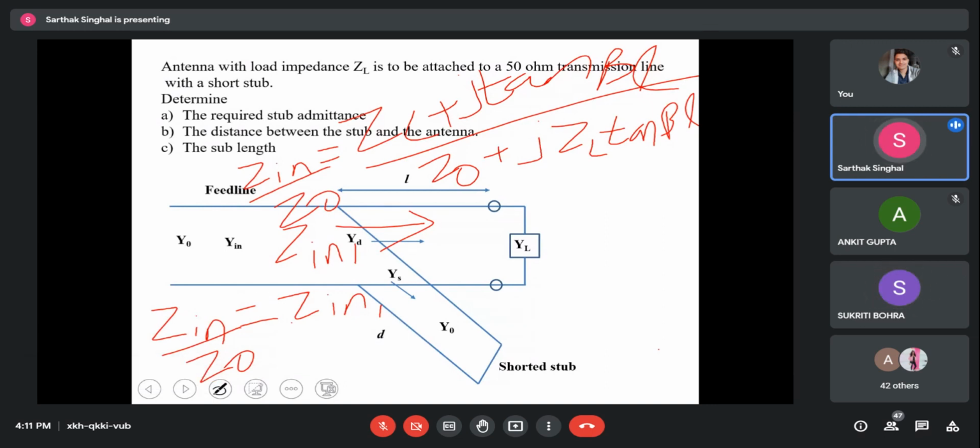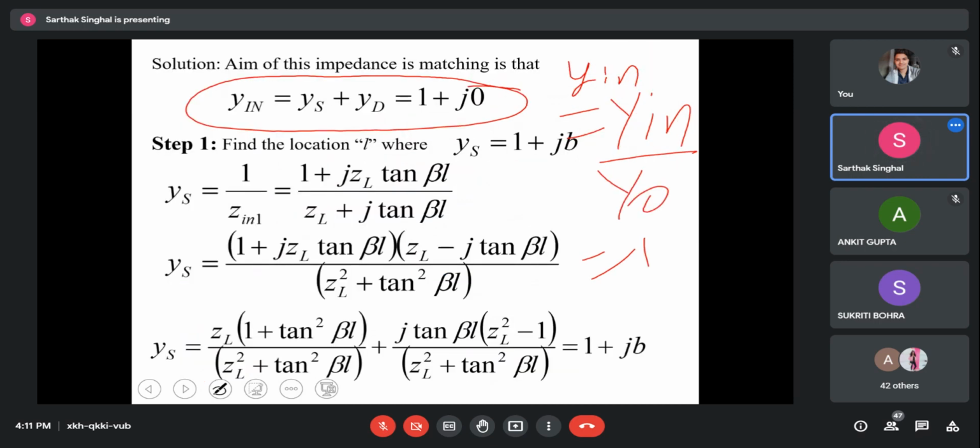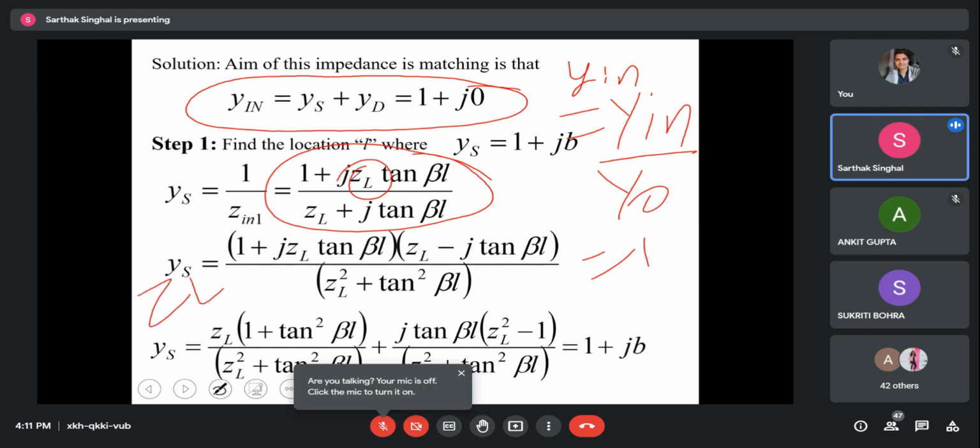Yes, sir. So if I want to calculate the reciprocal, then this will be the equation, because the numerator and denominator are both divided by Z naught. And what is this ZL? A small zl represents capital ZL upon Z naught. Is it clear to everyone?